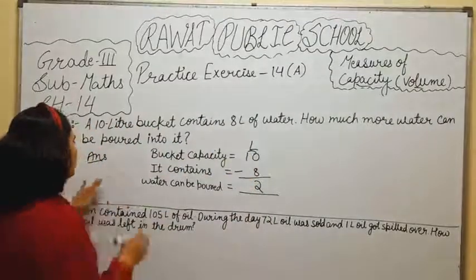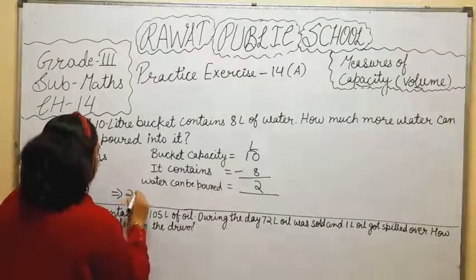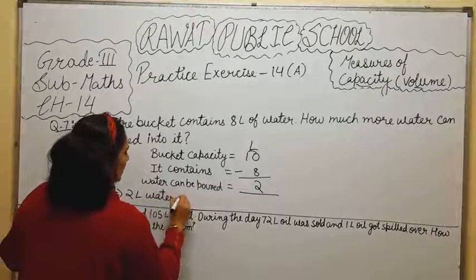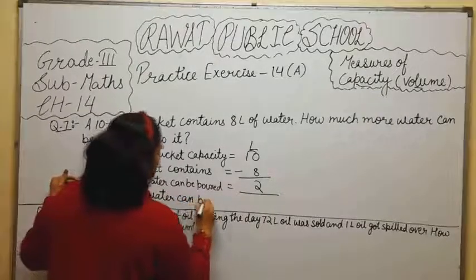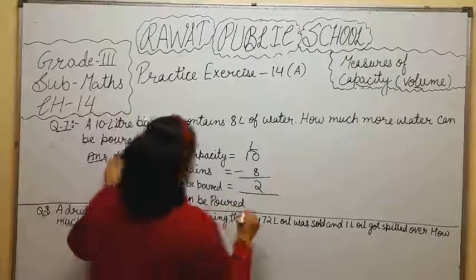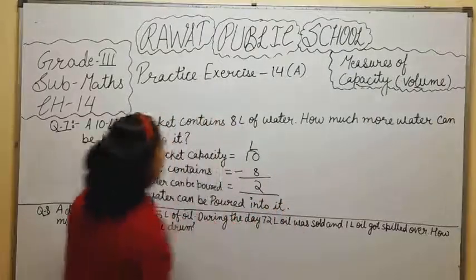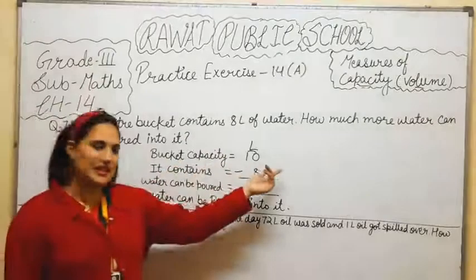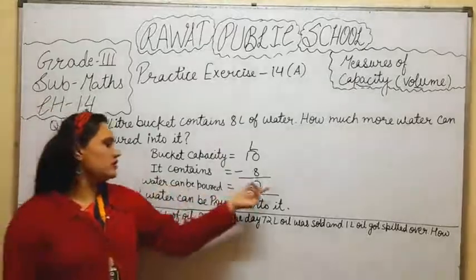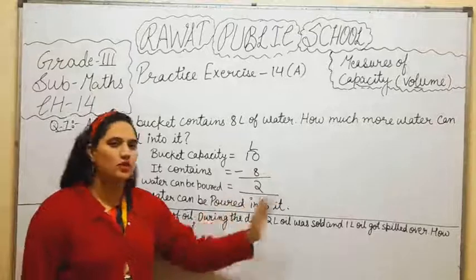So what we have to write here, our language should be: 2 liters water can be poured into it. This is the language which we use for this question. Bucket capacity 10 liters. It contains 8 liters. Water can be poured 2 liters. So 2 liters of water can be poured into it.